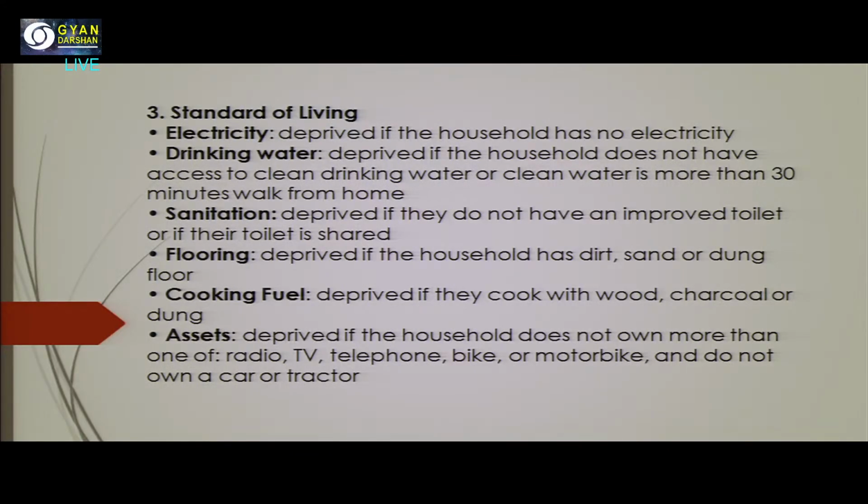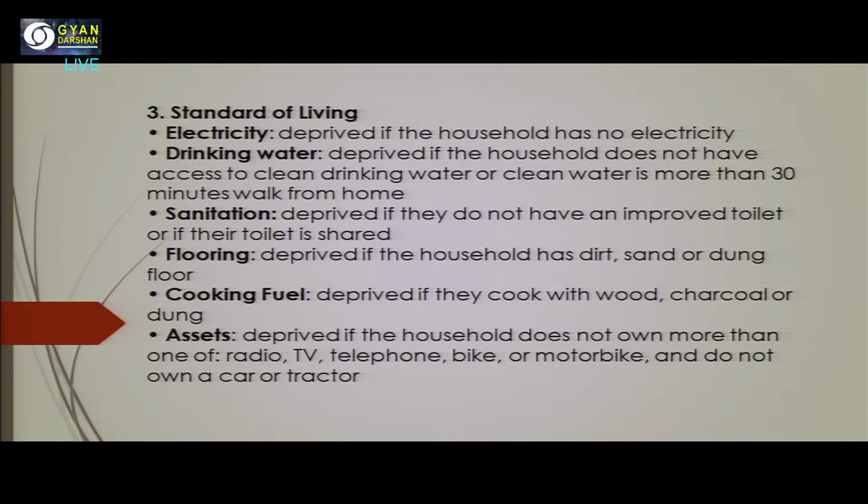The next one is sanitation. Any household is considered to be deprived if there is a lack of proper improved toilet for that particular household. Then flooring. If any household has a floor of dirt or sand, or the kacha floors that you call, then that household is considered to be deprived. Then you have the cooking fuel. If a household uses fuel like wood, charcoal or cow dung, then that household is considered to be deprived.